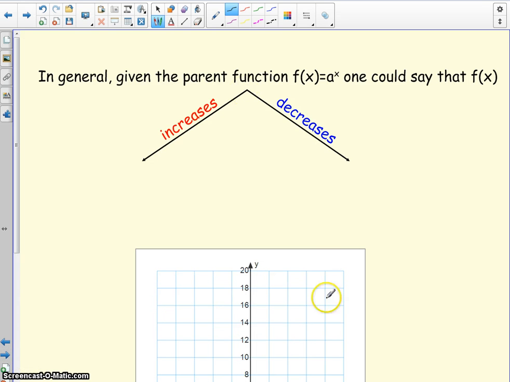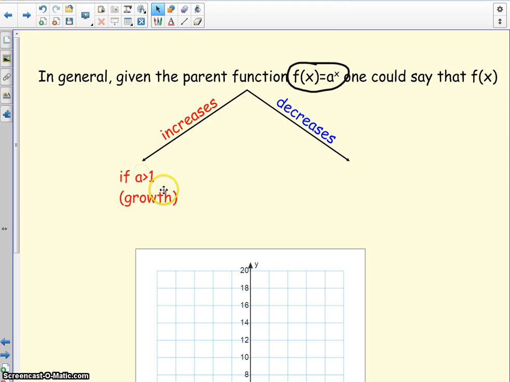So we've already talked about a lot of this already. If you're just looking at the parent function, y equals a to the x, we can say it increases anytime you have a base that is larger than 1, so it's called exponential growth. An example of that would be 1.3 to the x. That's larger than 1, so it's going to increase, growth from left to right.